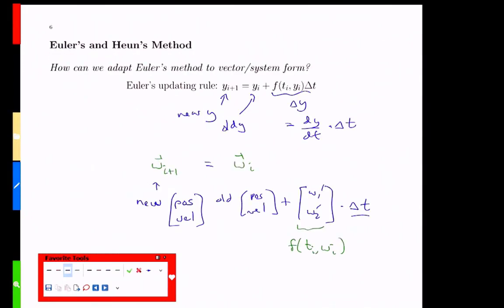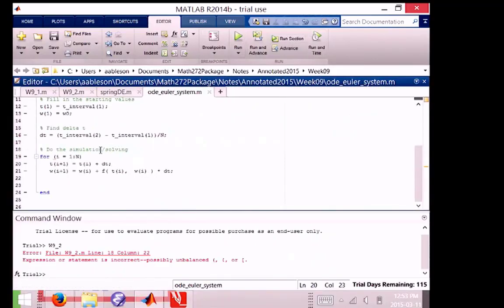OK. The t values don't change much in there. At the end of the day, the ti plus 1 is still going to be the same ti plus delta t. That does not change at all. My time is going up by a fixed amount. It's not a vector. It's just a scalar. So when I get to that line in this part here, it's the same.